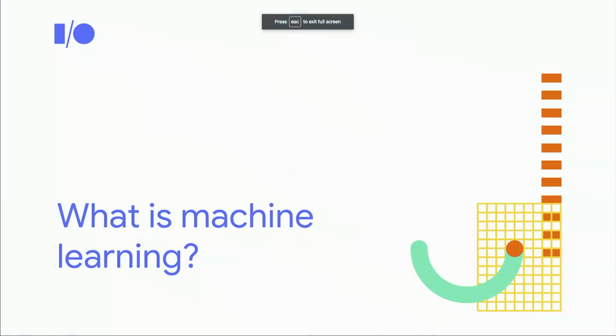So let's dive right in by talking about what is machine learning. At a high level, machine learning involves teaching computers to recognize patterns in the same way that our brains do. As humans, it's really easy for us to distinguish between a cat and a dog. But it's much more difficult to teach a machine to be able to do the same thing.